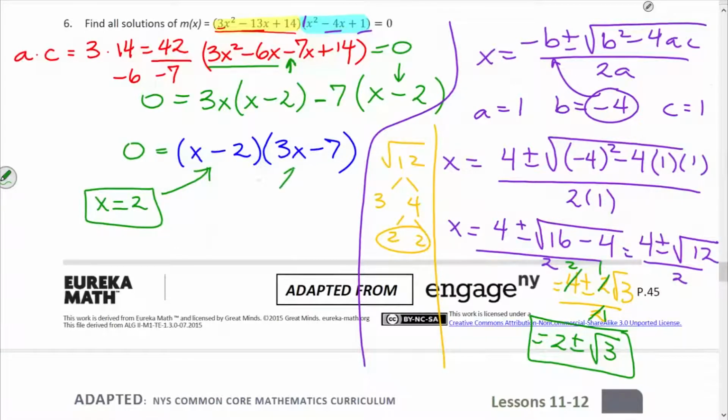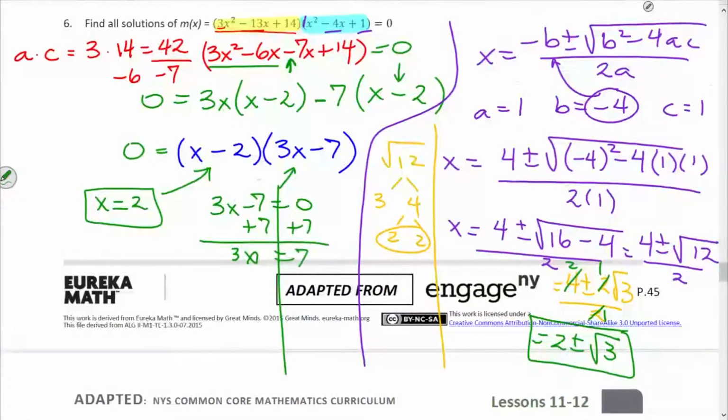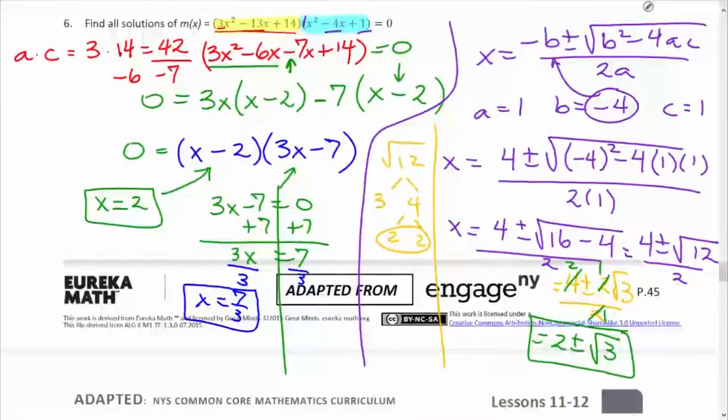For this one, it's a little more complicated. I'll think about 3x minus 7 equals 0. I'll add 7 to both sides, and I get 3x equals 7. Then I will divide by 3, and I get x equals 7/3. So I get 4 answers here: x equals 2, x equals 7/3, 2 plus root 3, and 2 minus root 3.